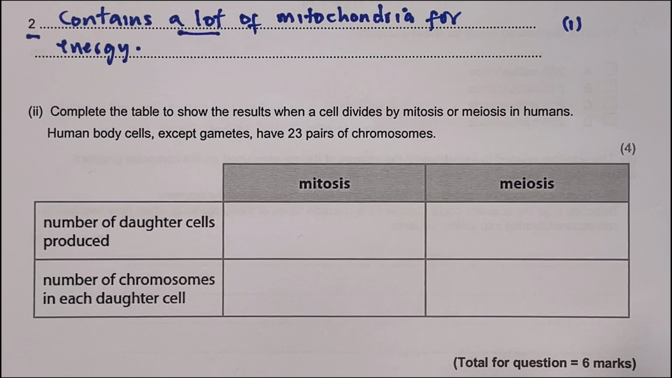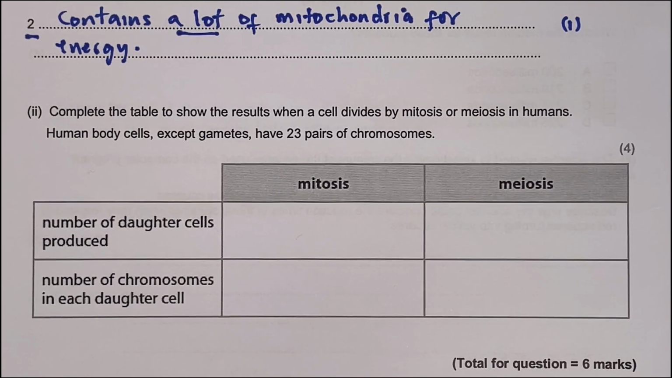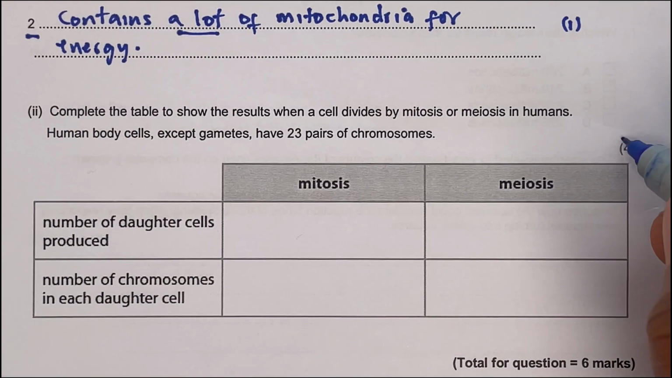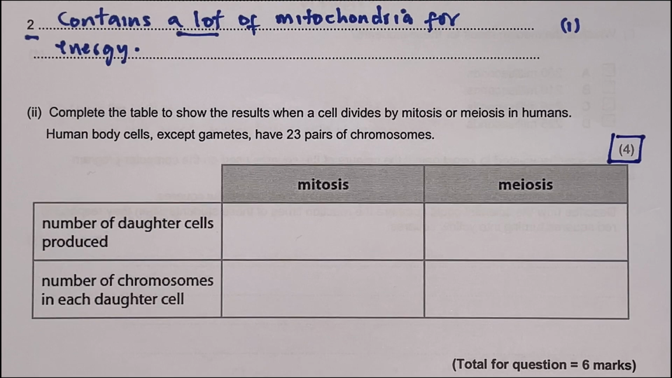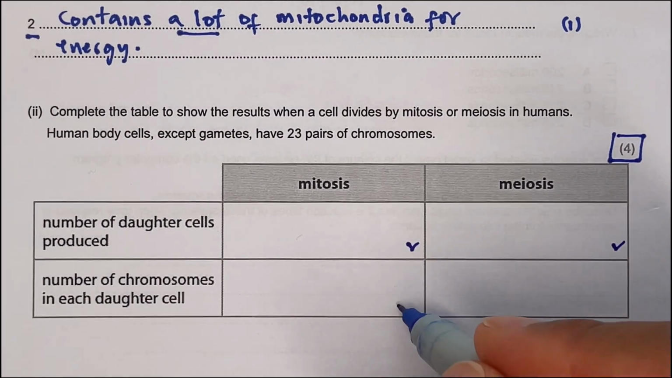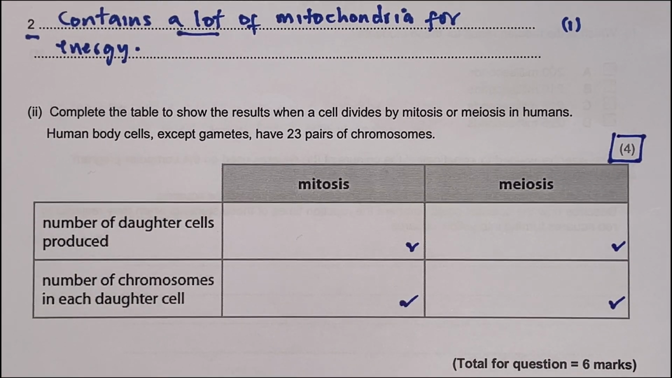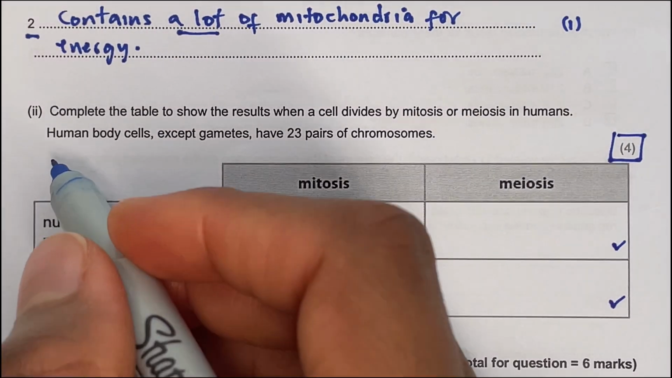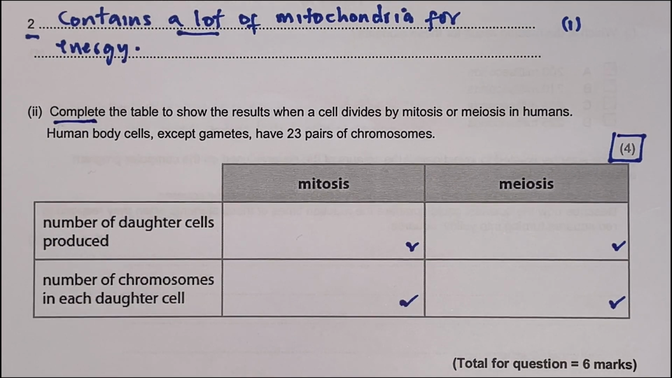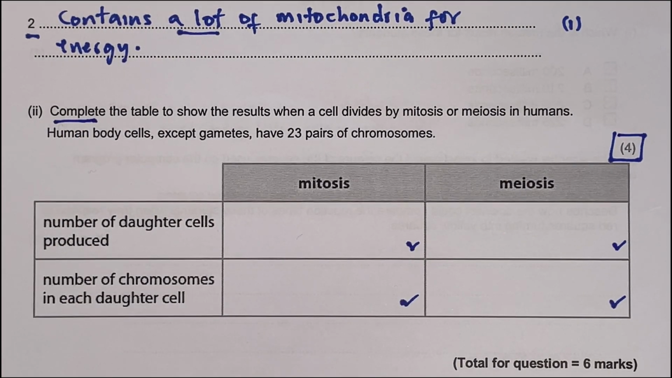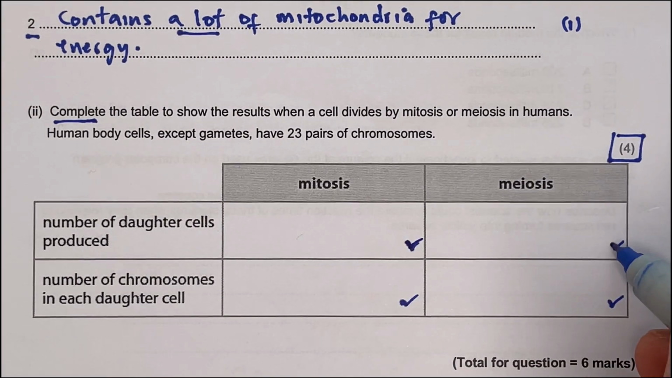Complete the table to show the results when a cell divides by mitosis or meiosis in humans. Human body cells, except gametes, have 23 pairs of chromosomes. Step 1. How many marks is the question? The question has 4 marks, and I can see that there are 4 empty boxes. Step 2. Keyword. The keyword here is complete. Complete means the answer should be in these spaces.